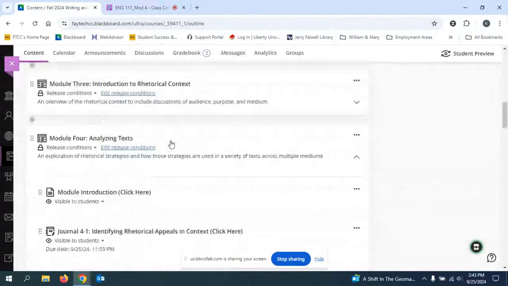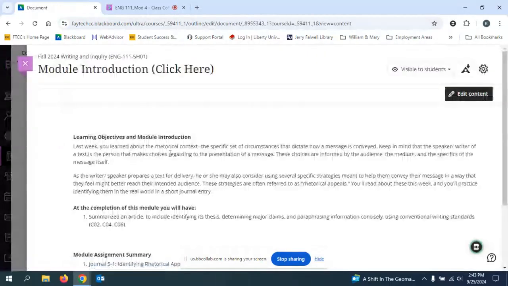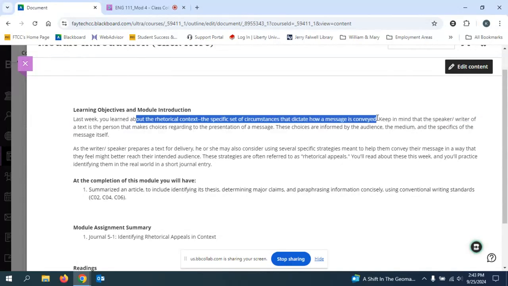Okay. Module 4 is all about analyzing text. And if you click in the module introduction, it points out that last week you learned about the rhetorical context. That's the specific set of circumstances that dictate how a message is conveyed. So we were talking about things like the speaker/writer, the message itself, the audience that message is intended for, and then also the medium, or that is the format or the mode of delivery.